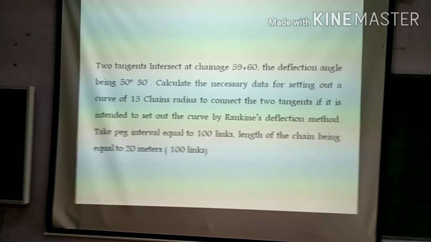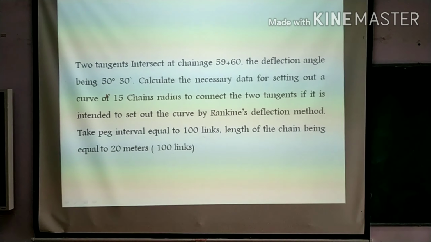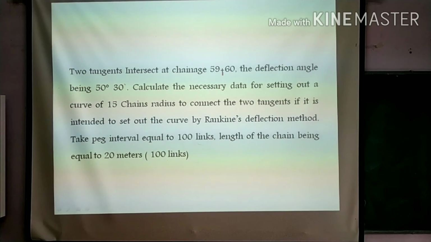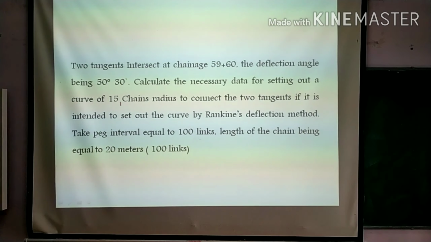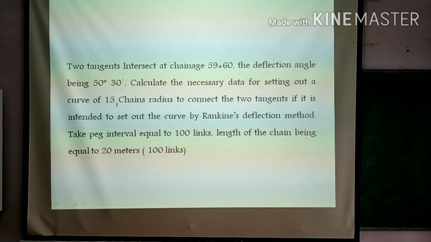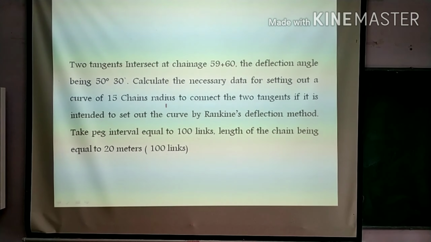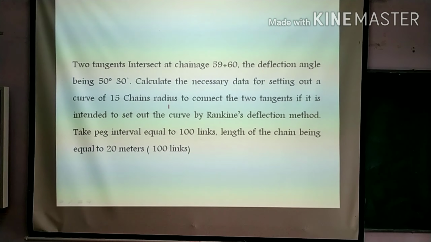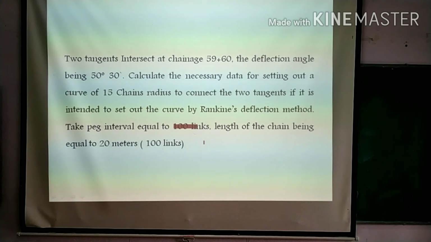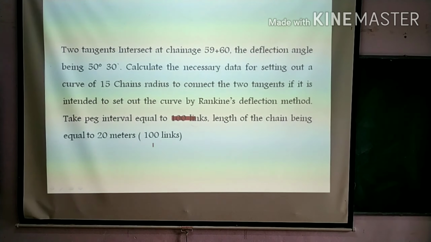Here, the problem states that two tangents meet at a chainage of 59 plus 60, where 59 represents the number of chains and 60 represents the number of links. The deflection angle is 50 degrees 30 minutes. Calculate the necessary data for setting out the curve of 15 chains radius to connect the two tangents, if it is intended to set out the curve by Rankine's deflection method. The peg interval is 100 links, the length of chain being 20 meters. That is, one link is equal to 0.2 meters.